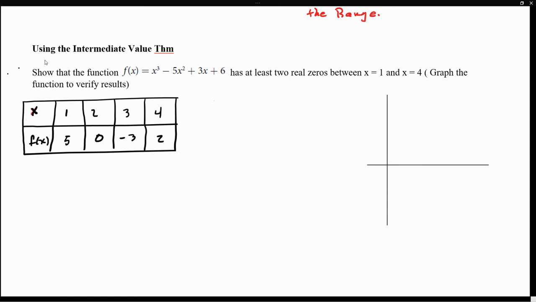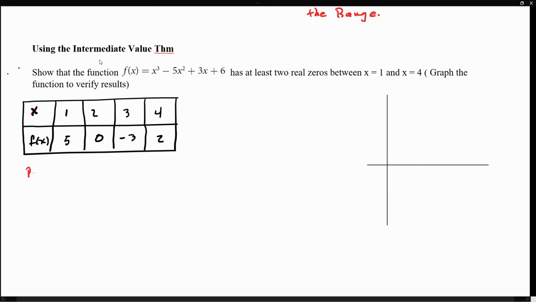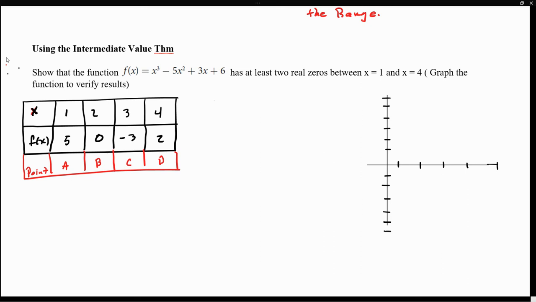So now notice that we have coordinate points, and let's call these points. Let's call this point A, let's call this point B, and let's call this point C and D, where A has a coordinate point of 1, 5. So let's plot our point A, which is at 1, 5. So 1, 1, 2, 3, 4, 5. So here we have point A.